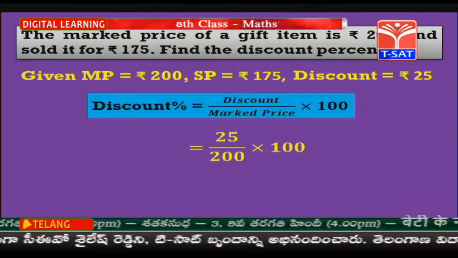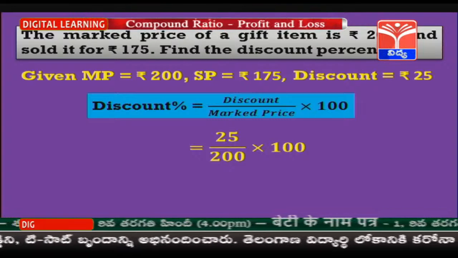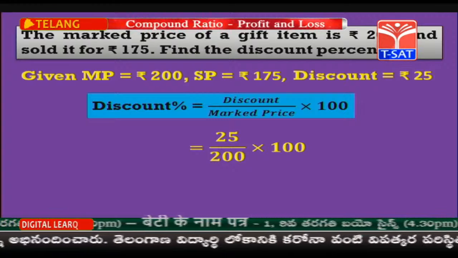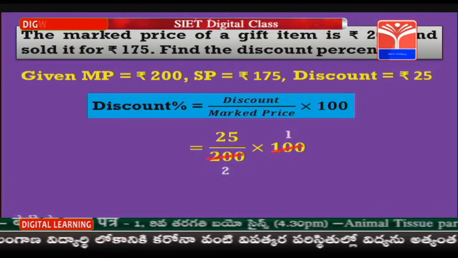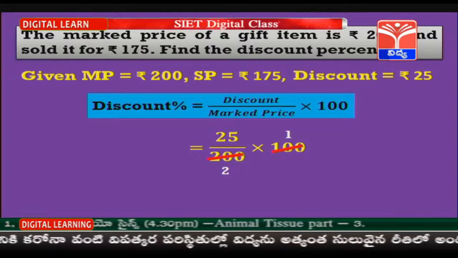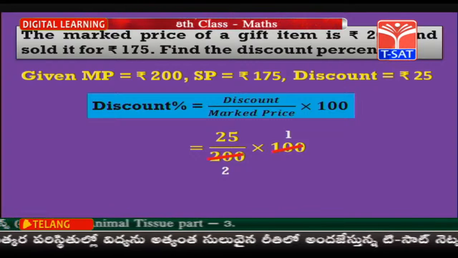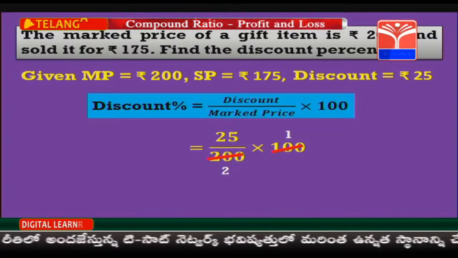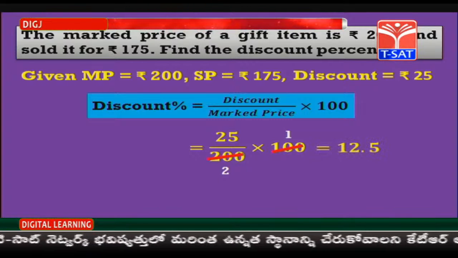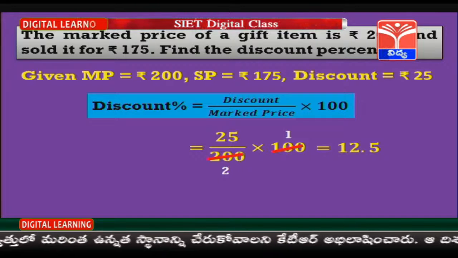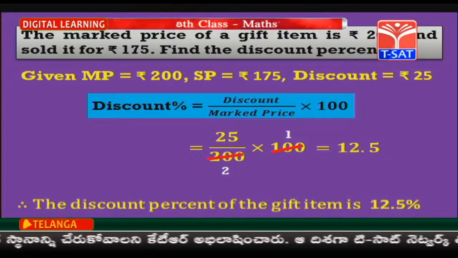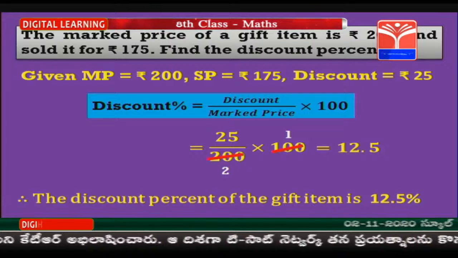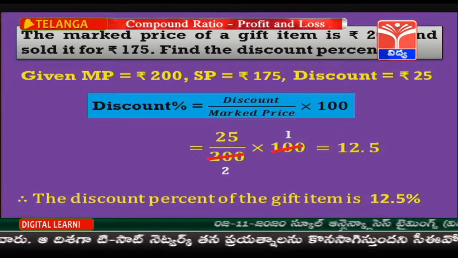Discount percentage is equal to 25 by 200 into 100. Now, we can cancel them, that is 100 and 200, 100 goes in 200 two times. So, what is left? 25 by 2, which is equal to 12.5. That means the discount percentage of the gift item is 12.5 percent.